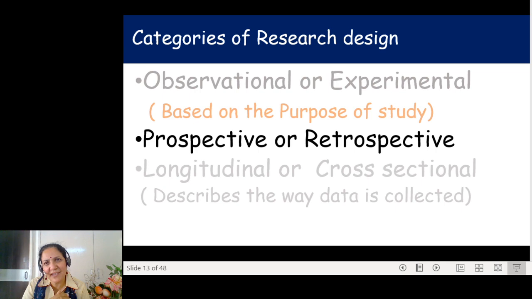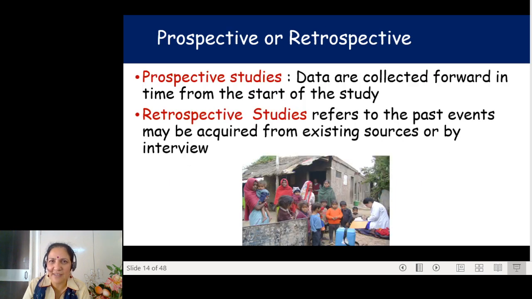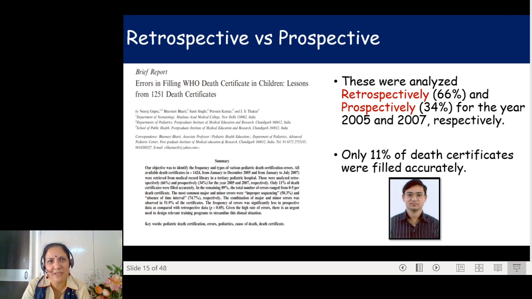Now we move on to the next category, which is prospective or retrospective. This describes the way data is collected. In prospective studies, the data are collected forward in time from the start of the study. Whereas retrospective studies refer to past events and data may be acquired from existing resources or even by interviews. One of the studies which I had conducted had both retrospective and prospective components in the study design.